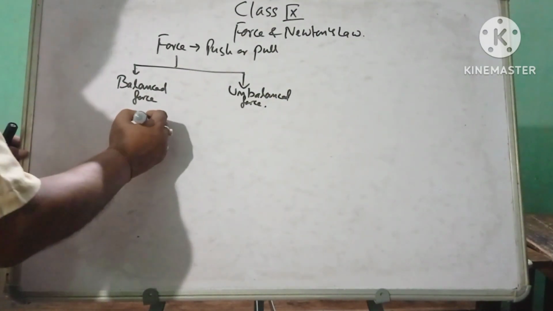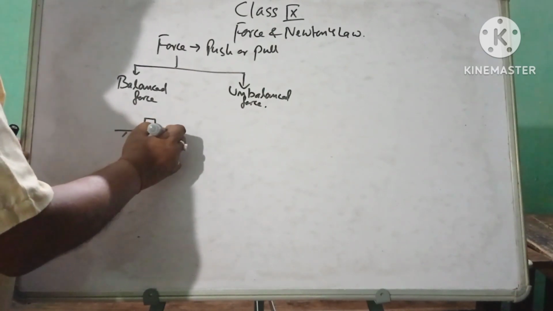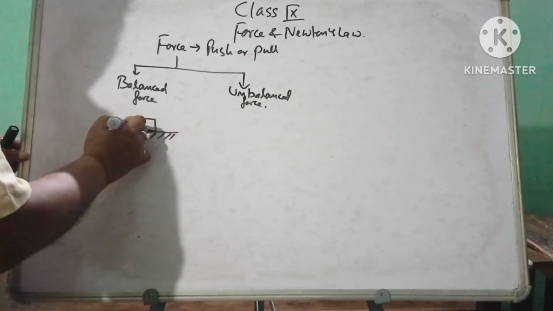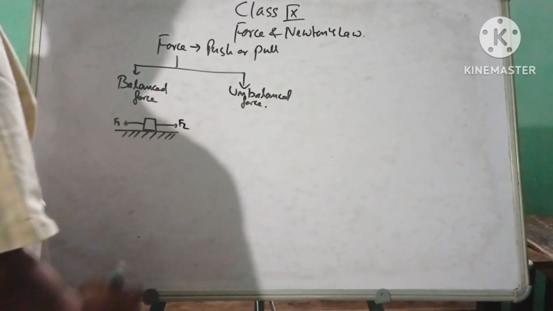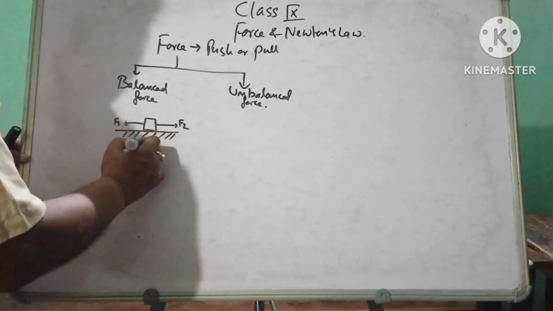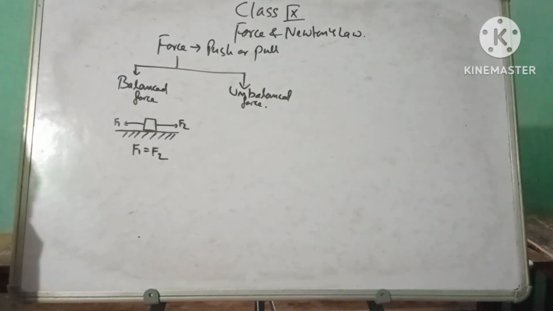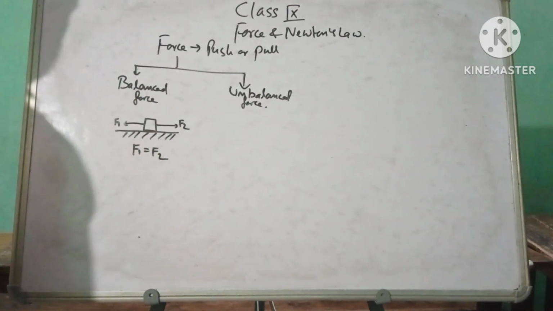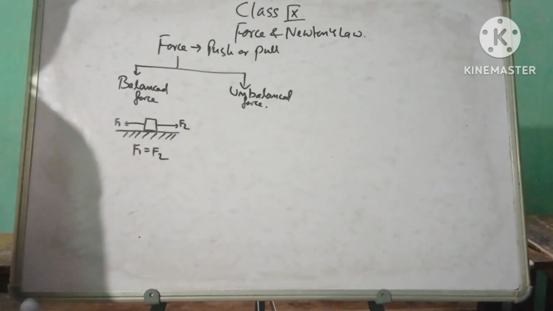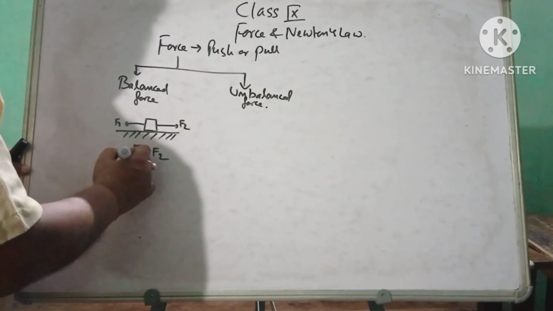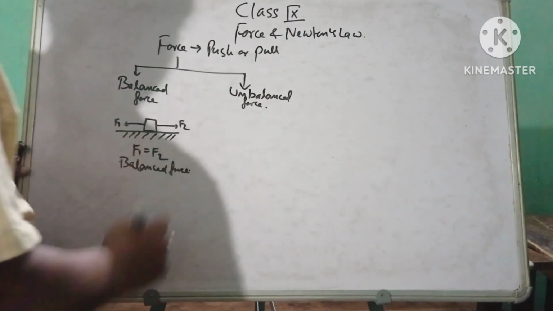Suppose there is an object placed on a table. A person applies a force F1 here, and another person applies a force F2 here. When F1 is equal to F2, the body will remain where it is. So this is a balanced force.